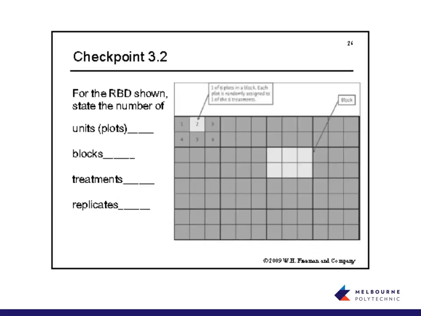So the first part of this audio/video ends here with a question. For this randomized block design, how many units are there overall? How many blocks are there? And blocks are indicated by sets of 6 units. How many treatments are there? And each treatment is given a number. And how many replicates are there of each treatment? Pause the video and have a go at that question.